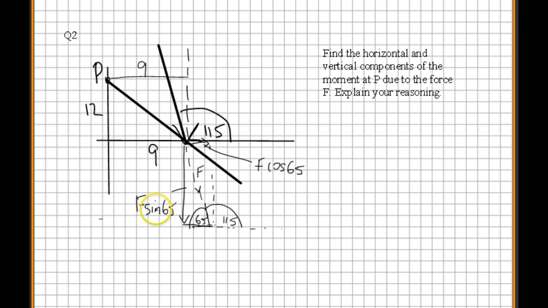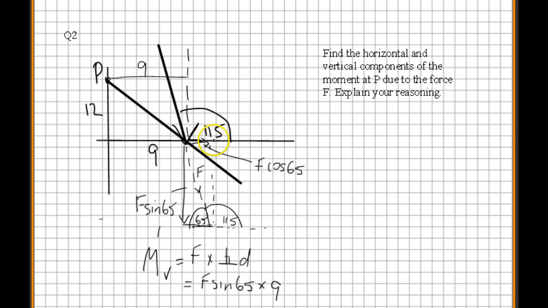So we know that this vertical force has a moment arm back to the pivot point of 9. So the moment due to this force, the vertical moment, is always the force times its perpendicular distance, which in this case is F sine 65 times its perpendicular distance, 9.